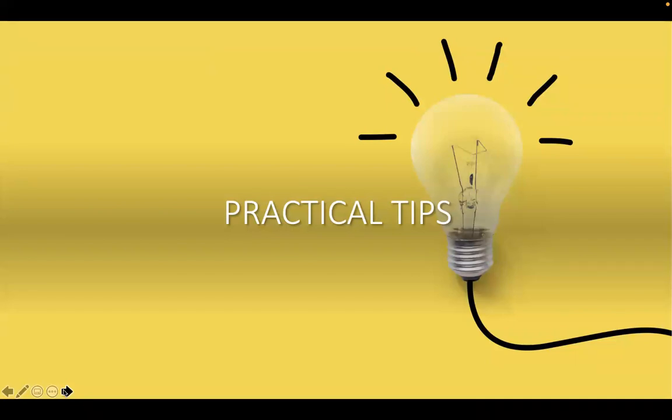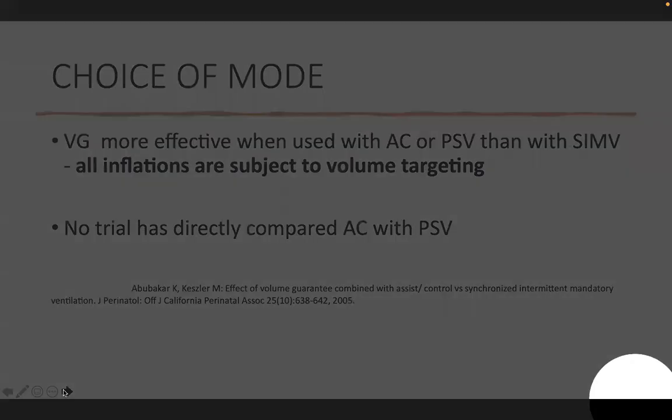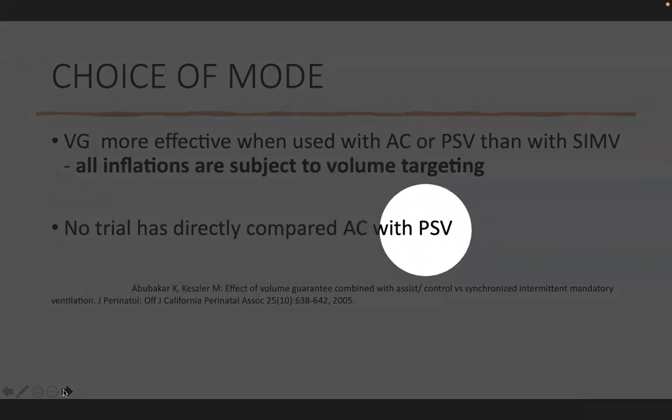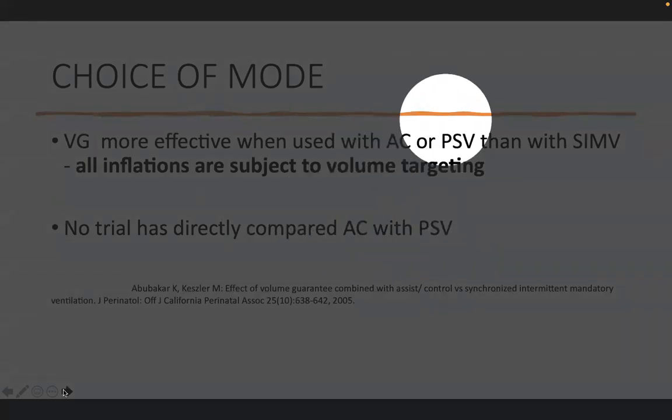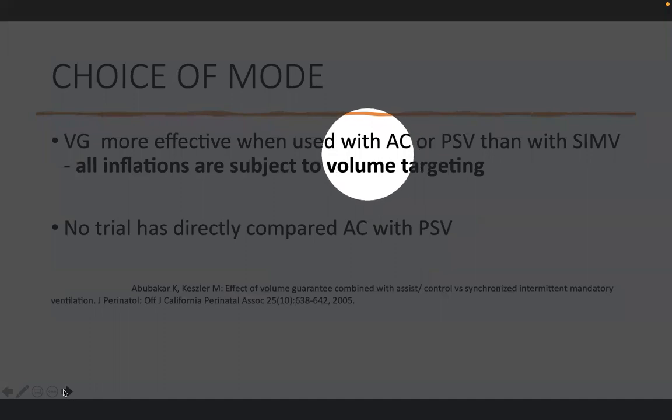So coming to some practical tips, the choice of mode. VG is more effective when used with assist control or SIPPV, as in the Babylog 8000 plus, or pressure support ventilation than with SIMV mode, because in SIPPV mode, all inflations are volume targeted as compared to SIMV mode, where all inflations are not volume targeted. But no trial has directly compared assist control with PSV mode. So till now, we do not know whether SIPPV or PSV is better, because no trial has directly compared. But a common thing that we are doing is we are using largely SIPPV.